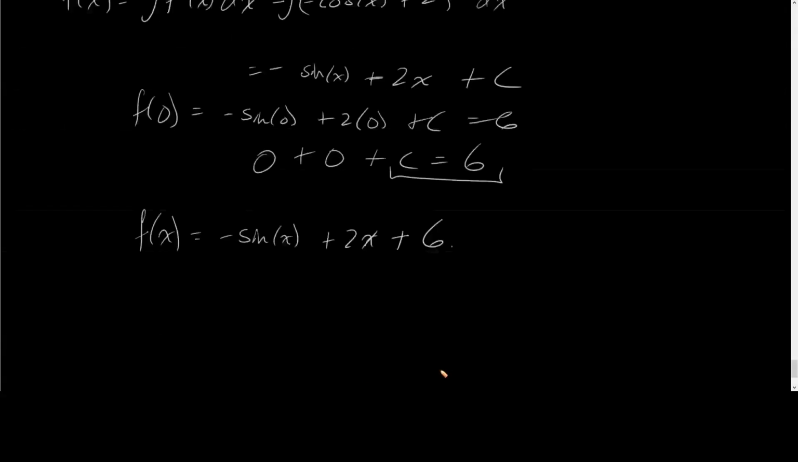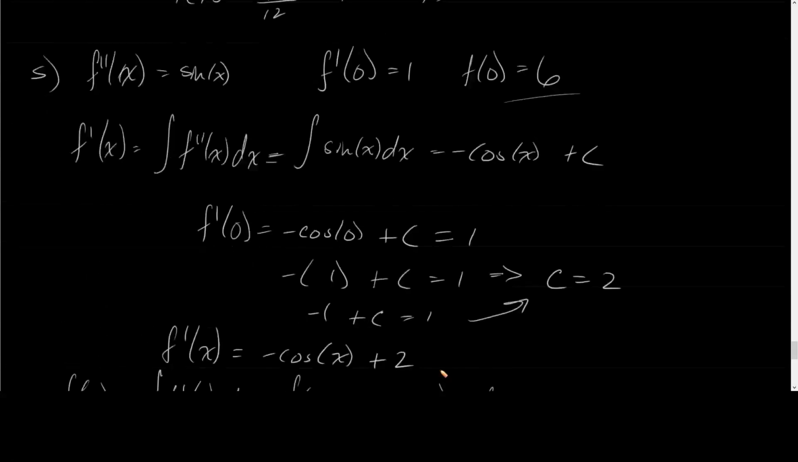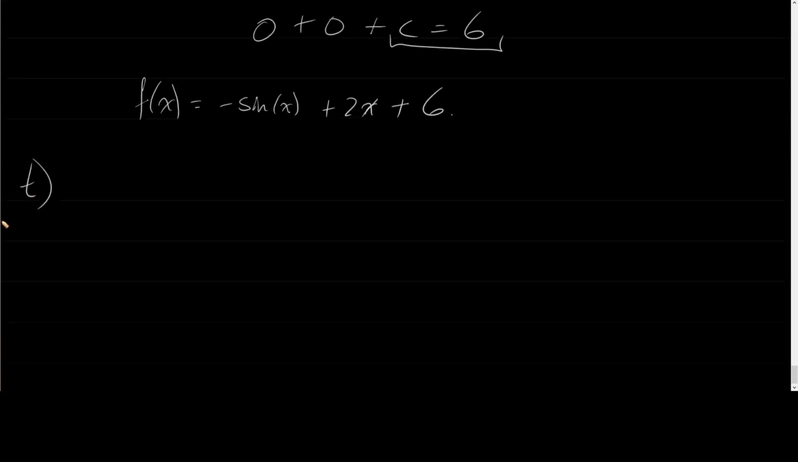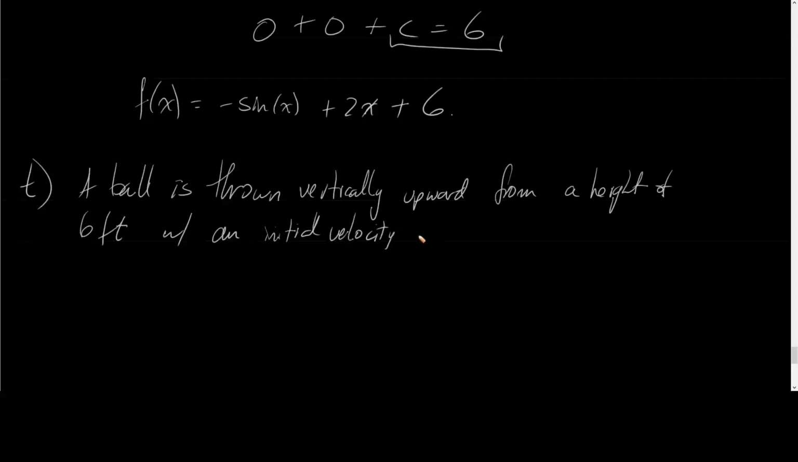All right. Now let's do a word problem. A ball is thrown vertically upward from a height of 6 feet with an initial velocity of 60 feet per second.